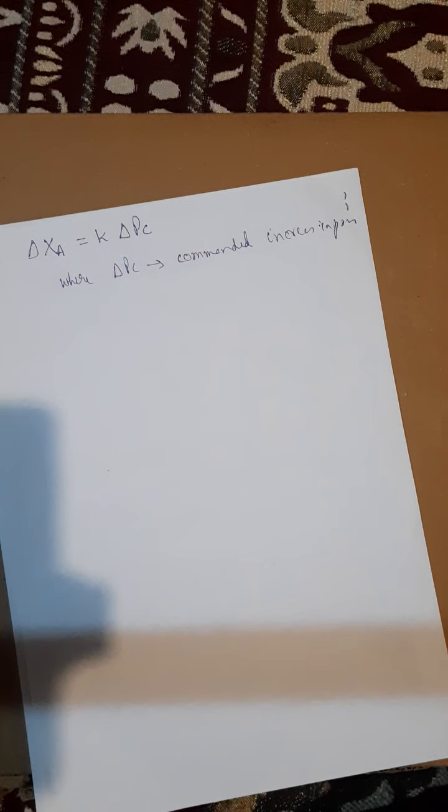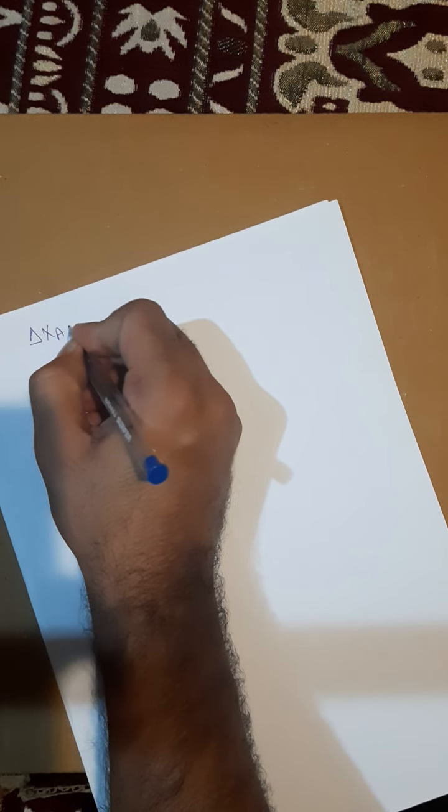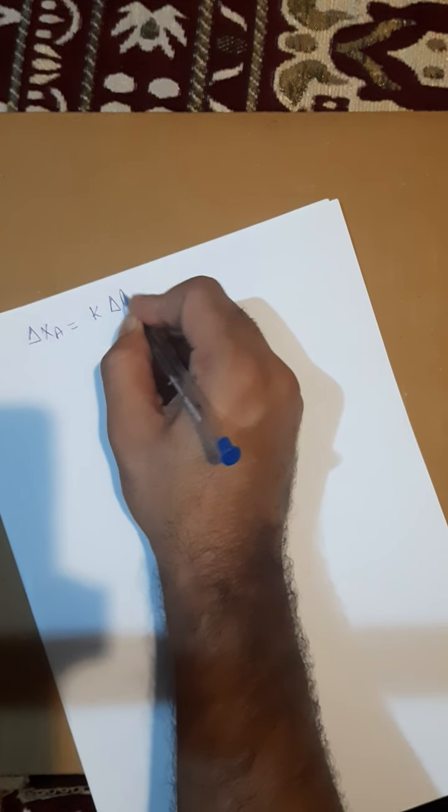Let me take a fresh page. I am saying where delta XA is the commanded increase in power. So I am writing delta XA is equal to K times delta PC and labeling it equation 1. Now with the movement of point A, where I have kept that page.